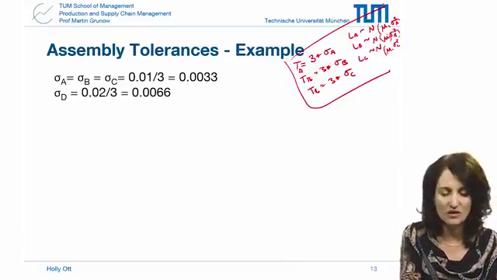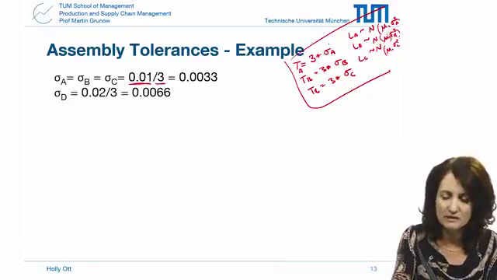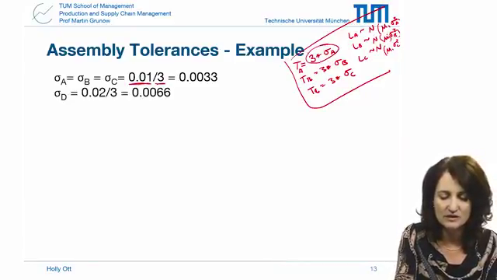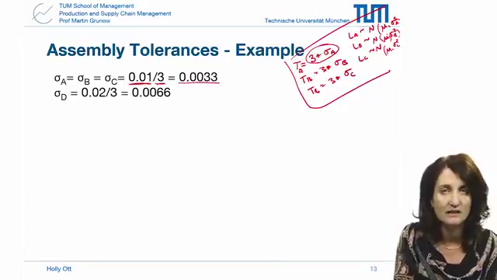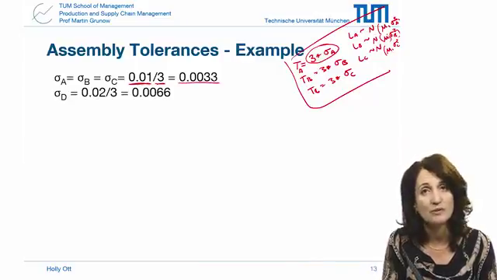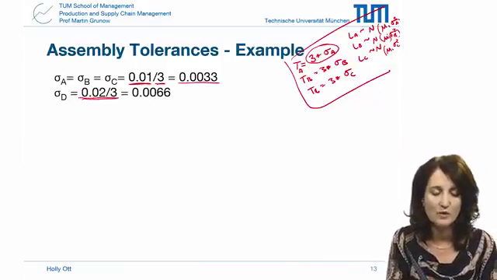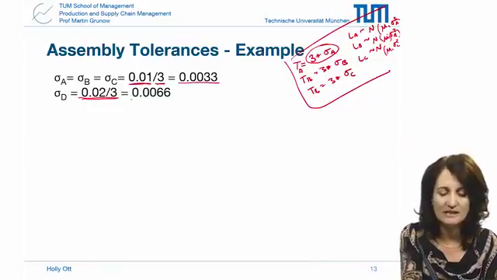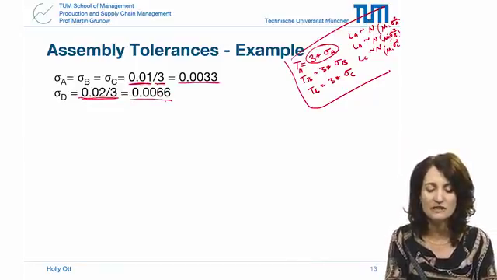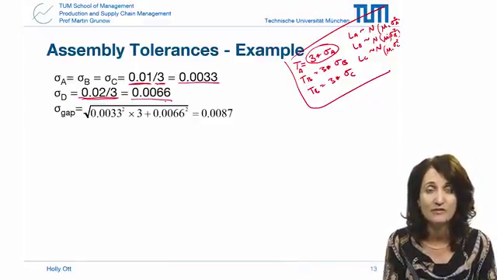So that means simply, since these are all equal, the sigma is going to be the tolerance divided by 3, because we're saying that the tolerance is 3 times sigma. So solving for that, for all those parts A, B, and C, the standard deviation is 0.0033. And likewise for the gap, the tolerance was plus or minus 0.02. So you divide that by 3 to get sigma D, the standard deviation for part D. And then, again, you can add the same way we did before when you have the sum or the difference of random variables that are normally distributed.